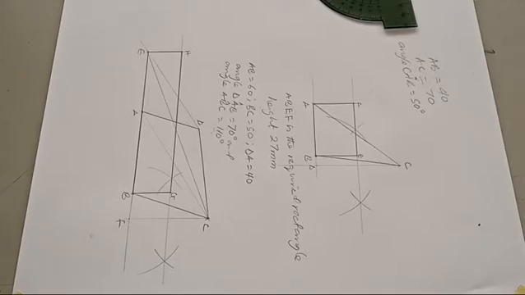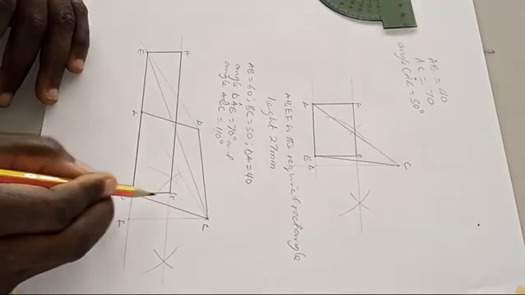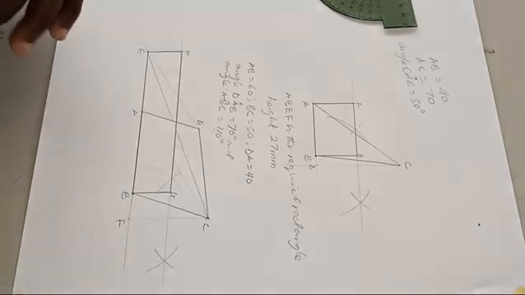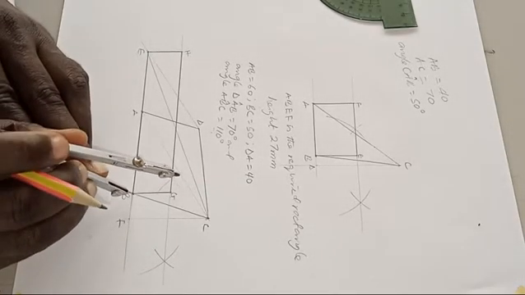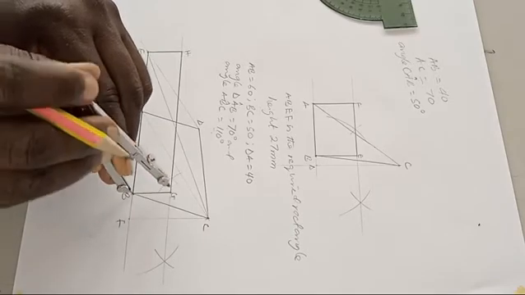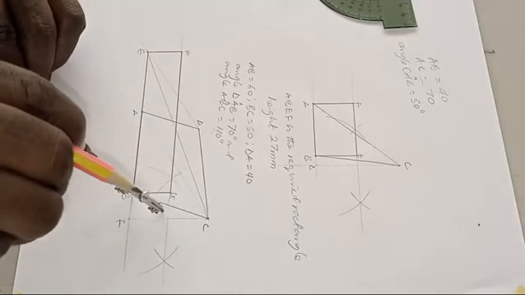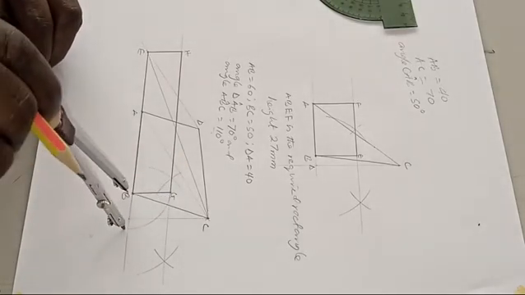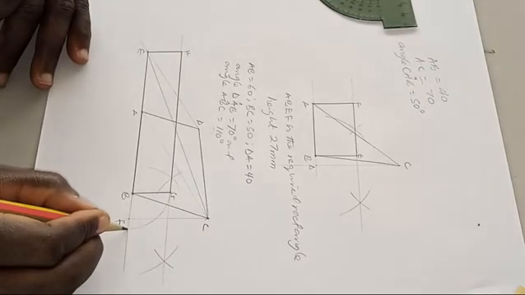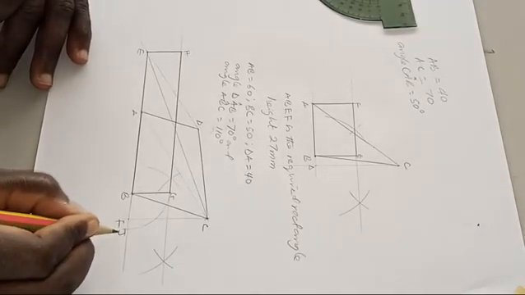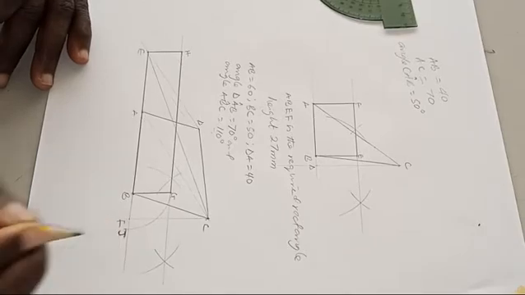Now the third part of the question is to convert the rectangle to a square of equal area. How do you do that? The height of the rectangle, you put your pin on B and extend it to G. That means we are making the height of the rectangle the radius of an arc. So you describe an arc like this. Let's say it will intersect the base at J.